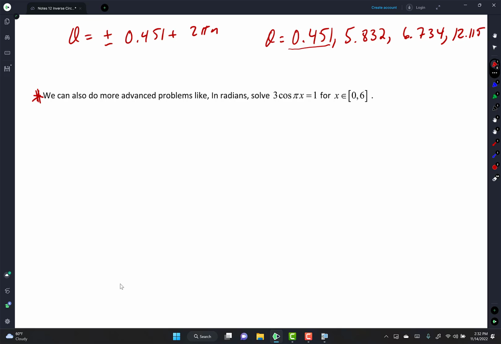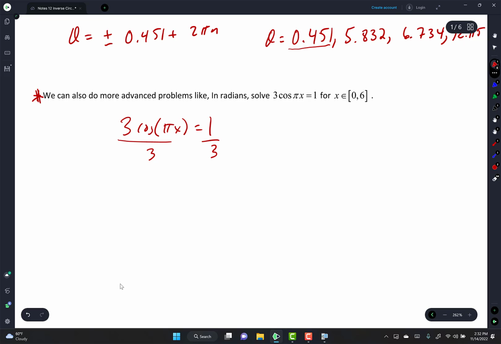Can we do that one without a calculator? Arc cosine. Nope, because of the 1/3. So first thing first, I need to get rid of that 3. Let me write it first: 3 cosine pi x equals 1. I'm going to get rid of the 3 by dividing by 3. Cosine pi x equals 1/3. Next, I'm trying to solve for x. I can't do that with that cosine there, so I'm going to do inverse cosine. So I write pi x equals plus minus arc cosine of 1/3 plus 2 pi m.